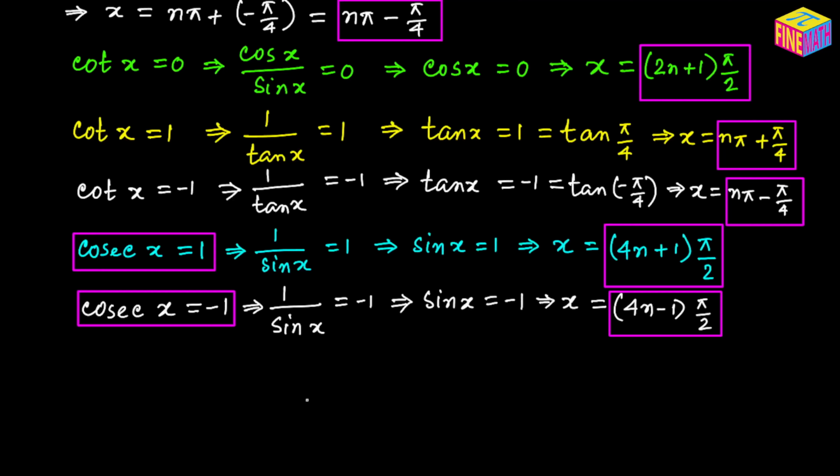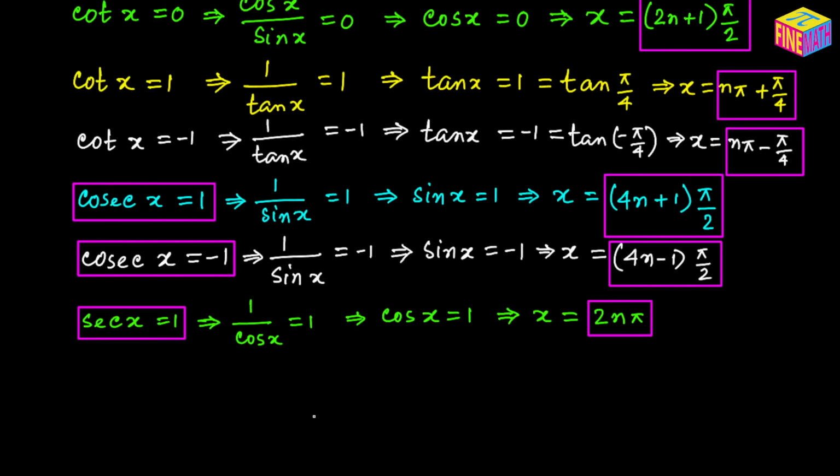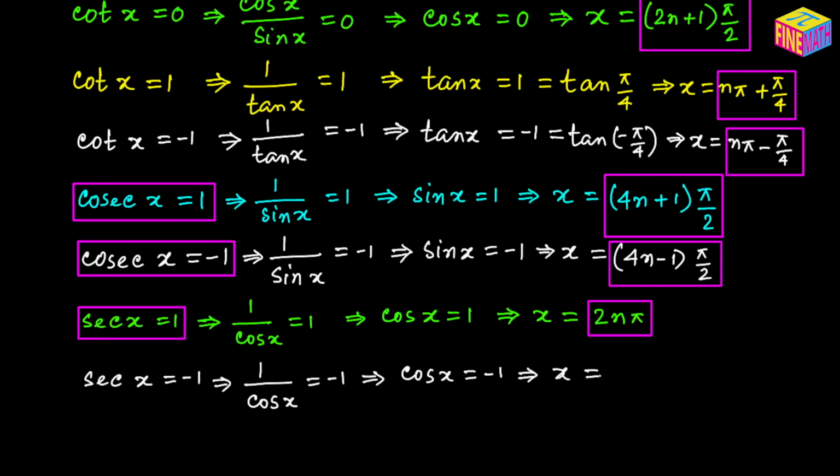Let's also quickly talk about secant of x equals 1, which can be written as 1 over cosine of x equals 1, and from here we can say cosine of x is equal to positive 1, and then definitely x will be equal to 2n pi. So the general solution for secant of x equals 1 is exactly the same as the general solution of cosine of x equals 1. Also let's talk about secant of x equals -1. It can be written as 1 over cosine of x equals -1. From here we can say cosine of x equals -1, and then the general solution would be x equals (2n plus 1) times pi, which is the general solution of cosine of x equals -1. So they both have the same general solution.